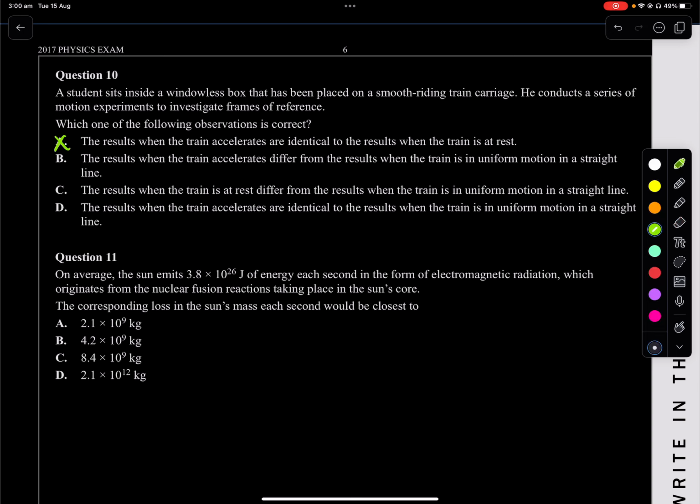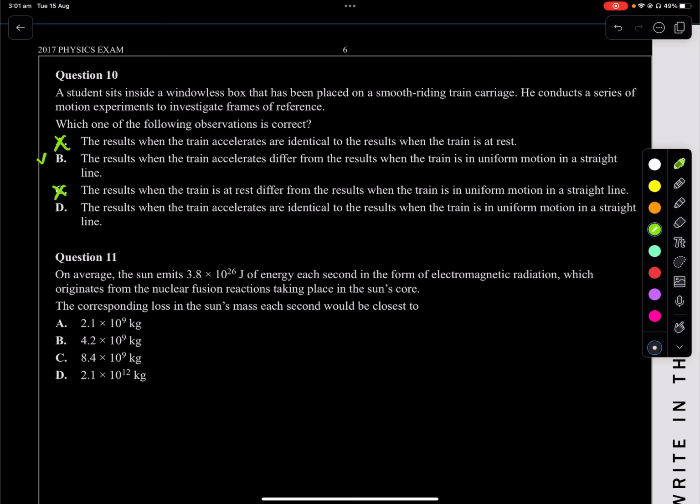The results when the train accelerates, so let's say a equals 2 here, differ from the results when the train is in uniform motion in a straight line. When a train goes through uniform motion, our acceleration becomes 0. Because it's in uniform motion, they are different, so B is likely to be right. Let's look at the next ones. The results when the train is at rest, so acceleration is 0, differ from the results when the train is in uniform motion. No, it's a equals 0 still. They are the same, but here it's saying differ, so C is wrong also.